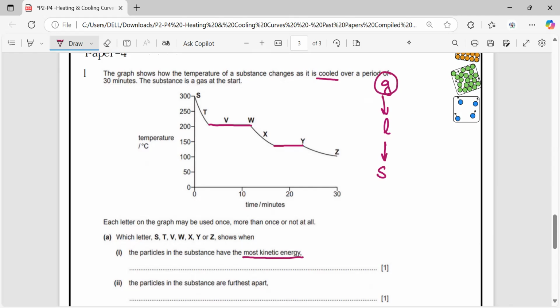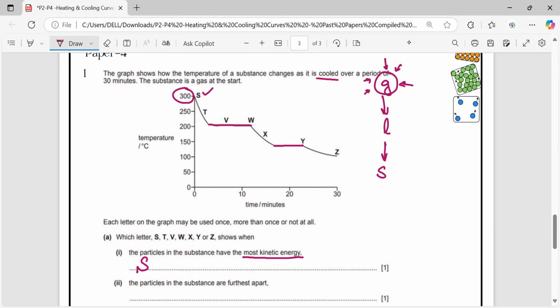Yes, you are right. Gas particles. Gas particles have the most energy, right? They move the fastest. They have the most energy. And also, if there is a high temperature, then the particles move much, much faster. They have more kinetic energy at that time. So it means at point S, the particles have the most energy.